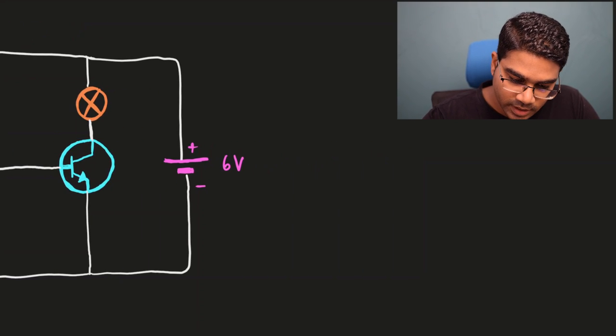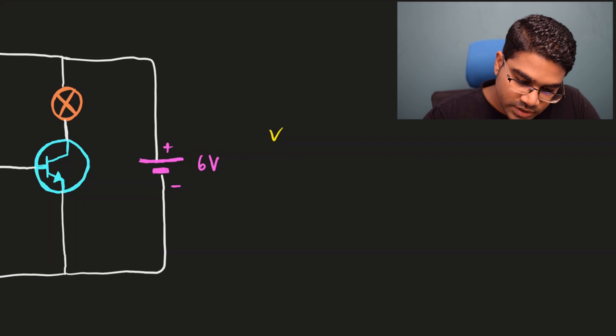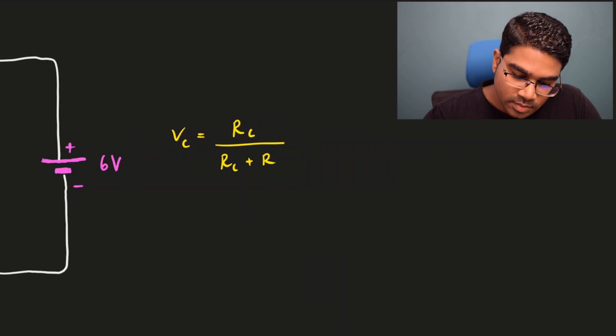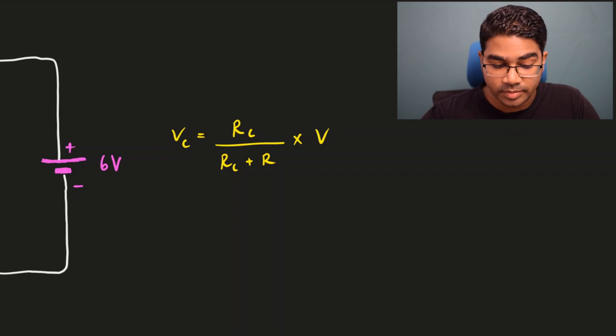Let's just write that down again. So the potential difference across the component will be equal to the ratio of the resistance of the component over the total sum of resistance. So resistance of component plus the other resistance, multiplied by the EMF supplied, V.